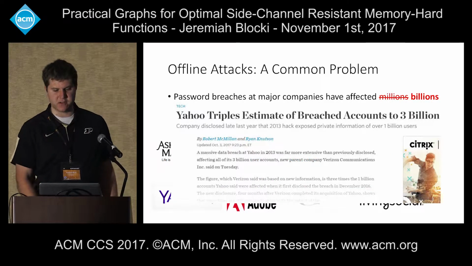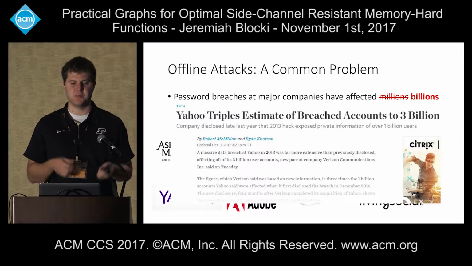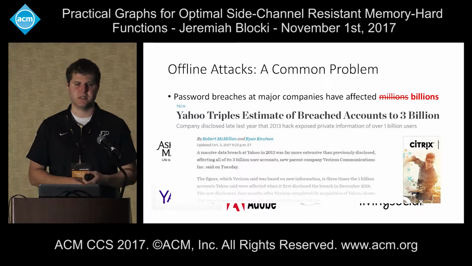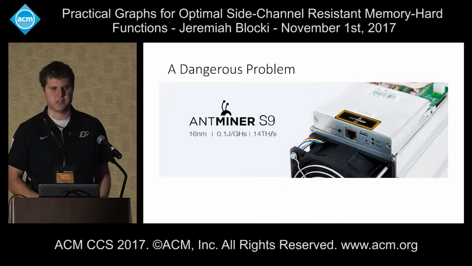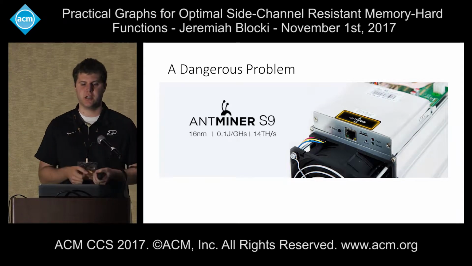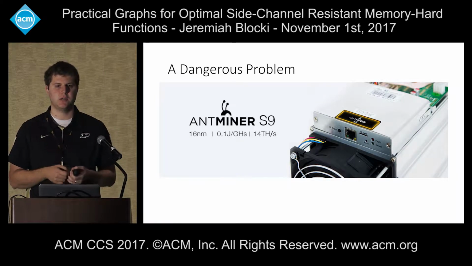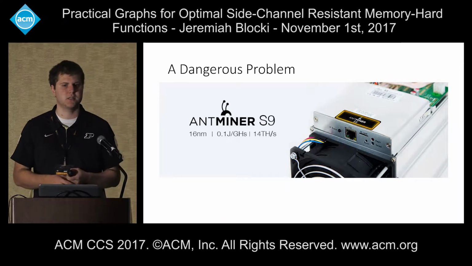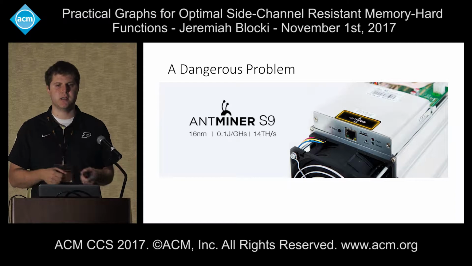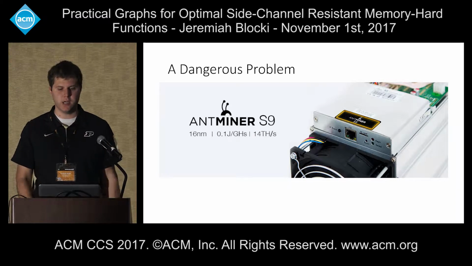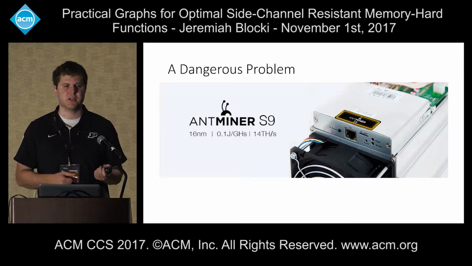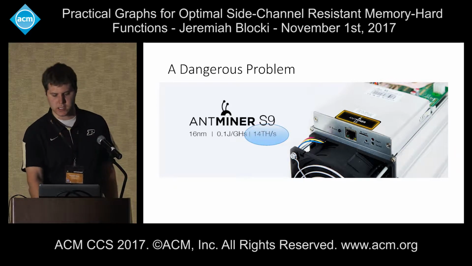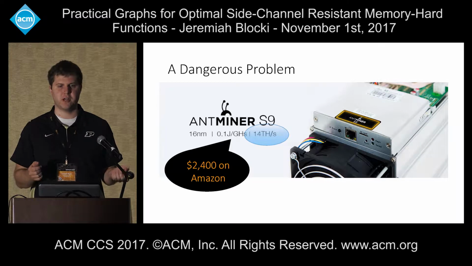Actually, this slide's out of date. It's not millions of users, it's billions of user accounts after the latest Yahoo breach. So offline attacks are an increasingly dangerous problem. Password cracking hardware continues to improve. For example, here's the Antminer S9. It's a Bitcoin mining machine, and it can compute the SHA-256 hash function 14 trillion times per second. And it only costs about $2,400 on Amazon.